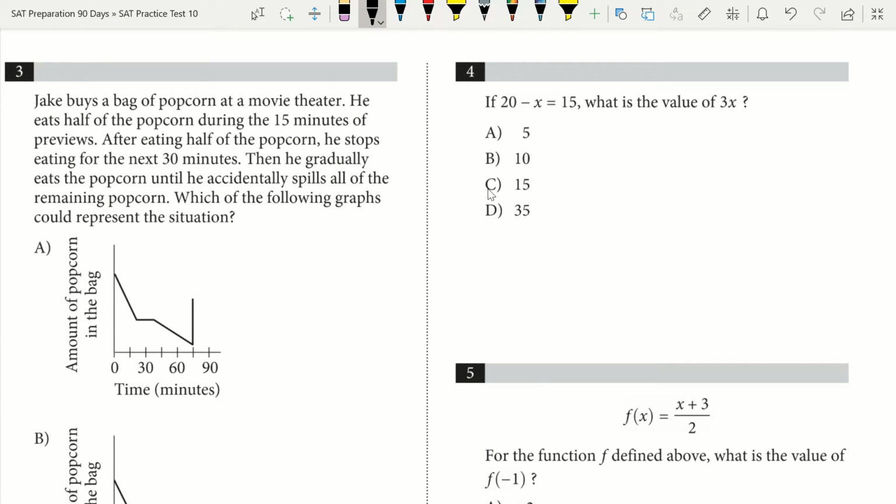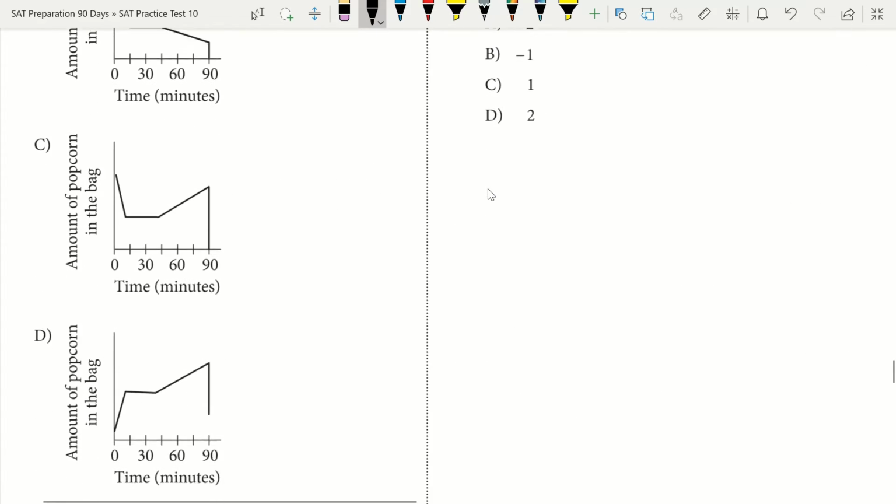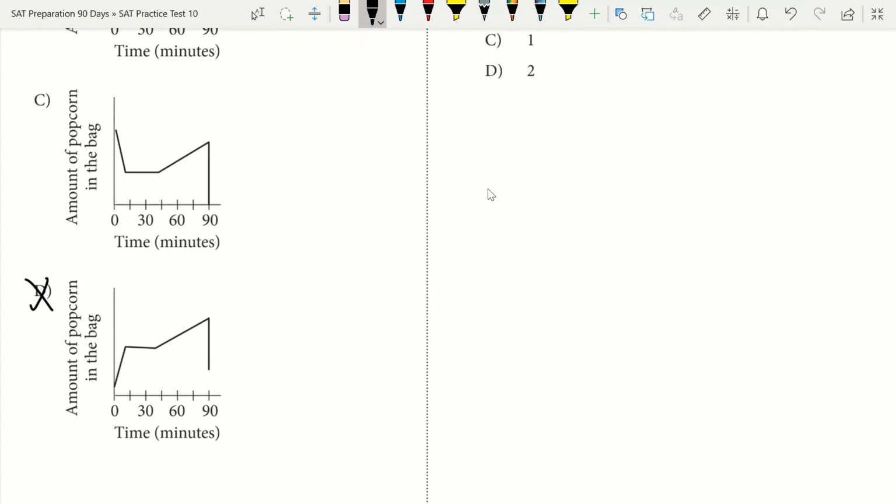Jake buys a bag of popcorn at a movie theater. He eats half the popcorn during the first 15 minutes. Okay, so the amount of popcorn in the bag then has to drop in the first 15 minutes. Let's check and make sure all of them do. We see D does not. D is wrong then. All right, moving on.